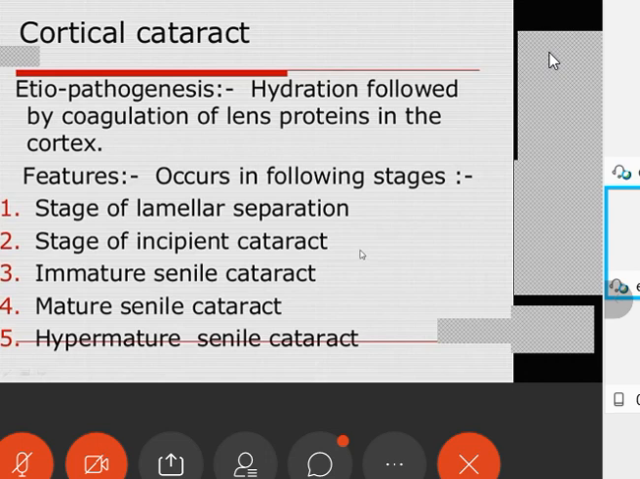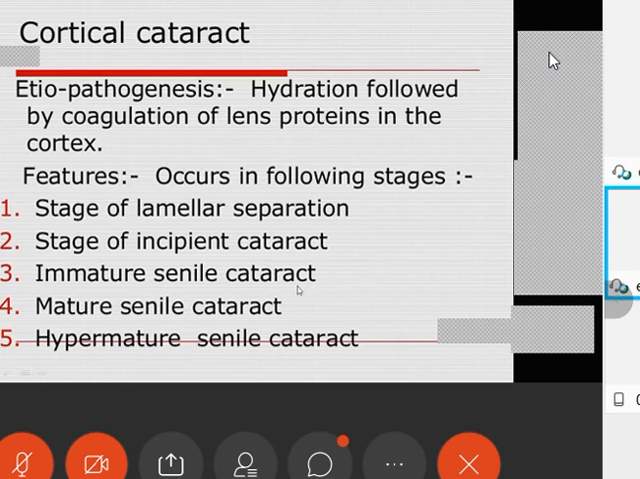First, the opacities are formed at the lower nasal quadrant of the lens, so we have to see the lower nasal quadrant first. Then the immature senile cataract. In this immature senile cataract, what will happen? The opacities become more diffuse and lead to a decrease in visual acuity. But there are still some clear lens fibers.